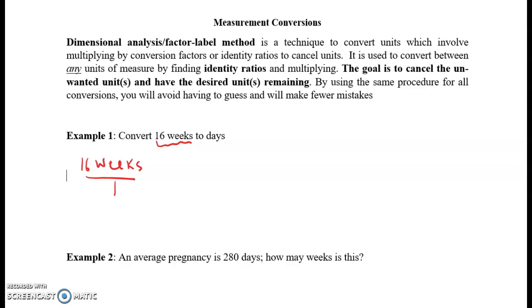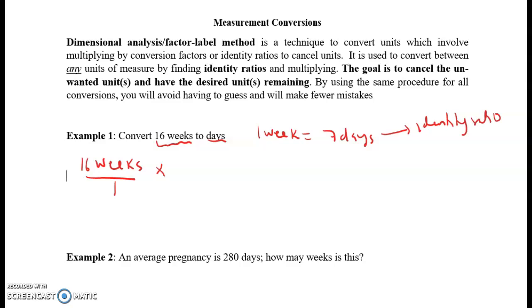So now we have 16 weeks, and we want to get to days. After writing the given measurement as a fraction, the next step is to multiply by an identity ratio so that the unit will be in opposition. The unit that you are not interested in will be in opposition to cancel out, leaving the unit that you want at the top. We know that 1 week is equal to 7 days. So this is our identity ratio, or our conversion factor.